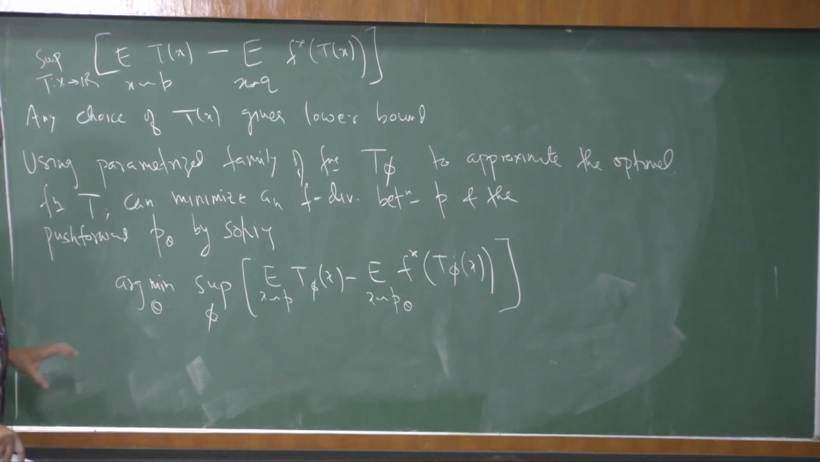So from a theoretical point of view, you have a template to create a variety of GANs essentially by just changing the T phi. That's one possibility, and changing the f also. So GAN was just one special case of this.